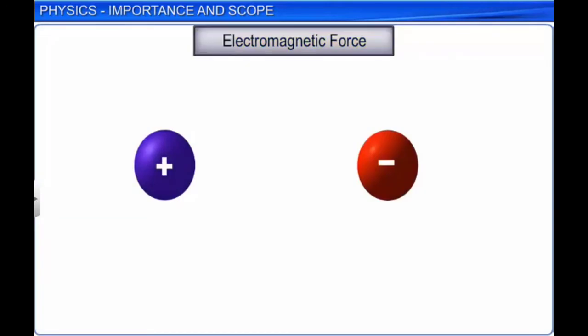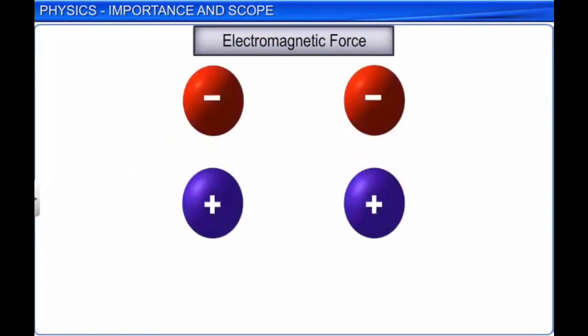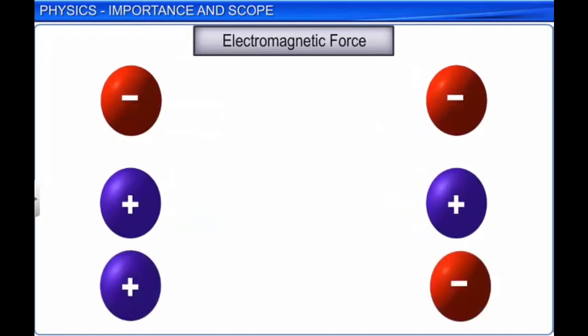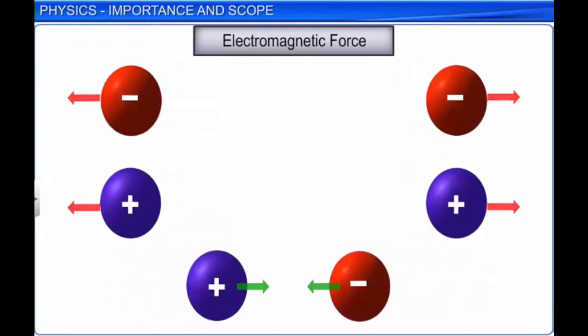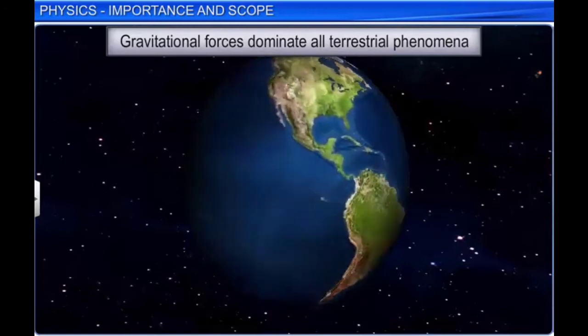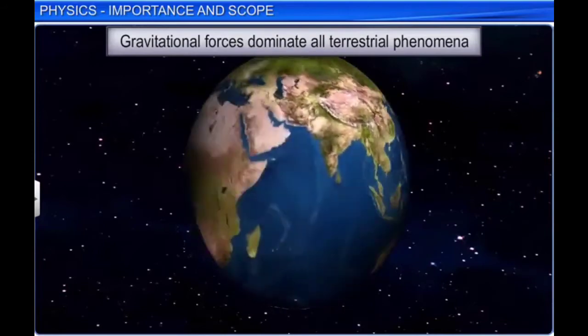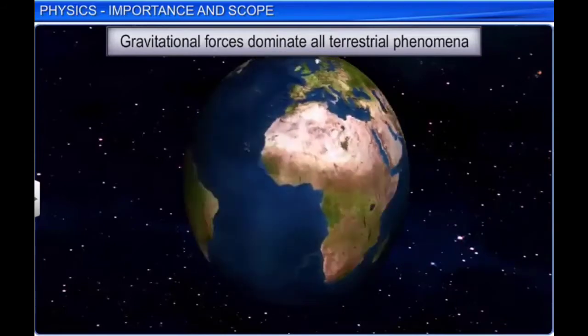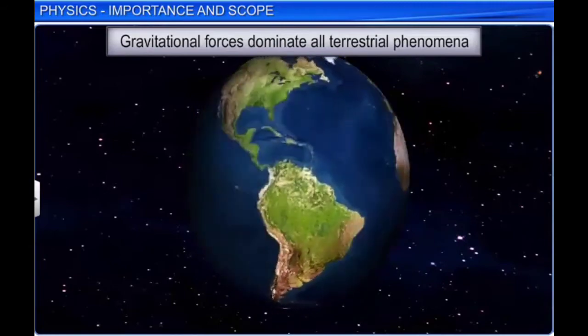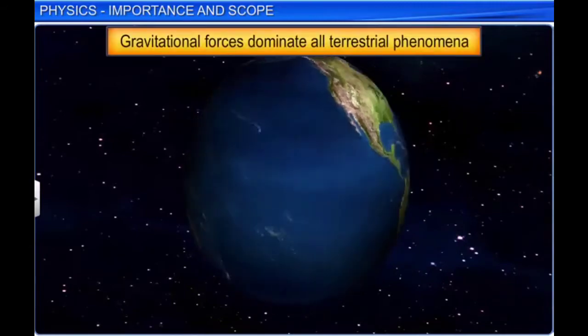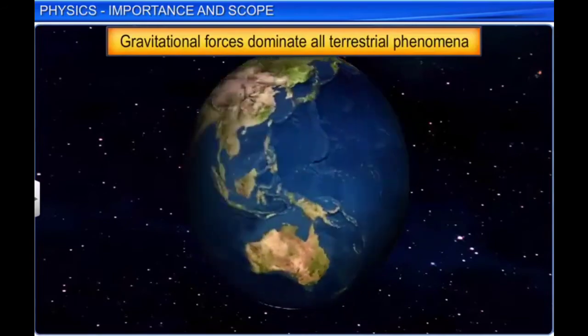Electromagnetic force is the force between two charged particles. Like charged particles repel each other and unlike charged particles attract. Like gravitational force, electromagnetic force is also universal and can act over very large distances. We do not usually encounter this force on Earth, as most of the matter around us is electrically neutral. Hence, of the two forces, gravitational forces dominate all terrestrial phenomena.